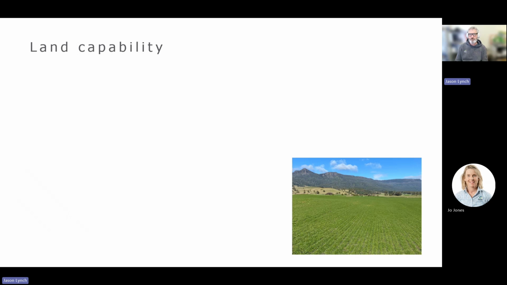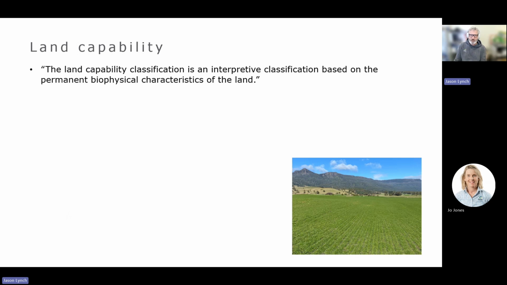So let's have a look at land capability. It's defined or classified, it's an interpretive classification based on permanent biophysical characteristics of the land. Essentially, when you purchase a property or you're managing a property, these are the things that can't change. You can buy the land, but in doing so, you'll receive that land capability that goes with it. These things can't be changed.